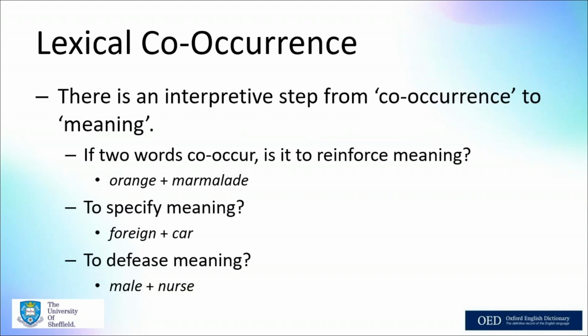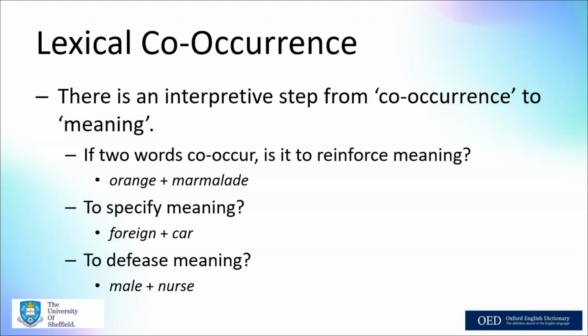So there is, of course, an interpretive step from co-occurrence to meaning. We have this idea that when words co-occur, they tell us something about each other's meaning, but there are lots of different ways that that can happen, and that's part of the reason that for this project, we insist on combining a computational tool for calculating lexical co-occurrence with close reading performed by linguists looking closely at texts. So there are lots of different ways that this can happen.